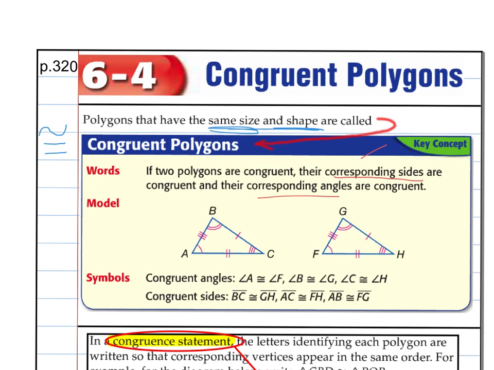Notice we have two figures here, triangle ABC and triangle FGH. A corresponds with F, B corresponds with G, and C corresponds with H. Some congruent angles that we see are that A and F are the same, denoted with those pink lines, as well as B and G, and C and H. Congruent sides have the same length, and are denoted by those pink lines. BC is the same as GH, AC is the same as FH, and AB is the same as FG. Since all angles and sides are congruent, the polygons are also congruent.